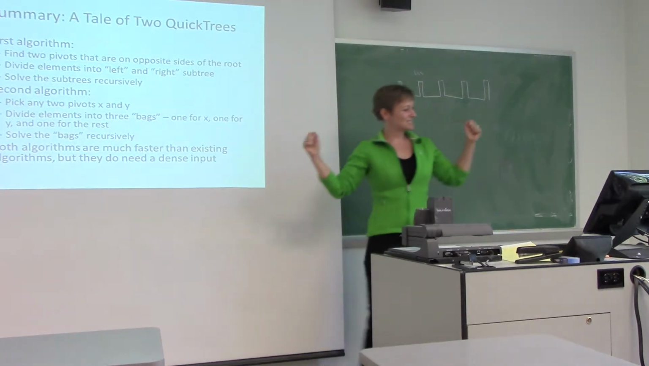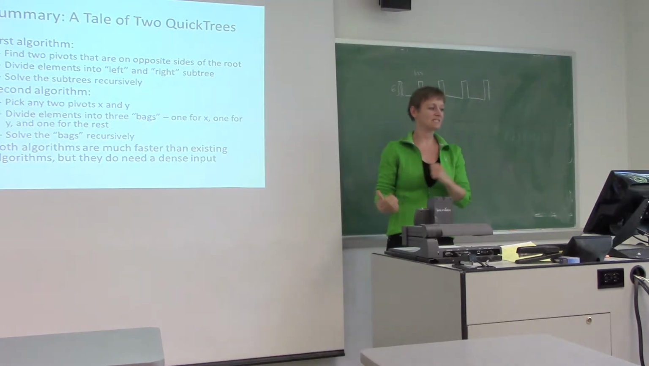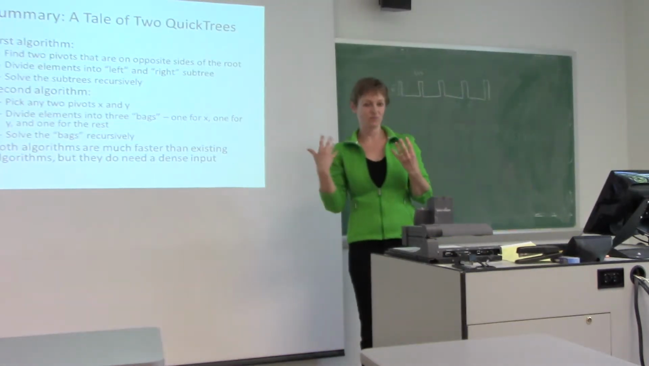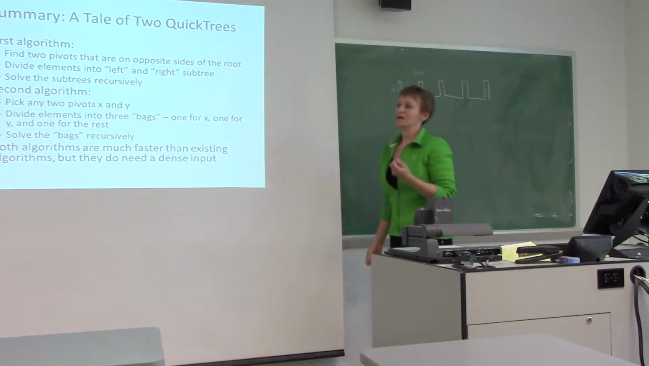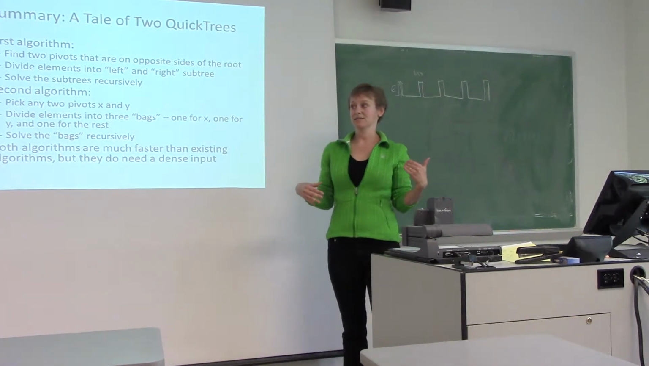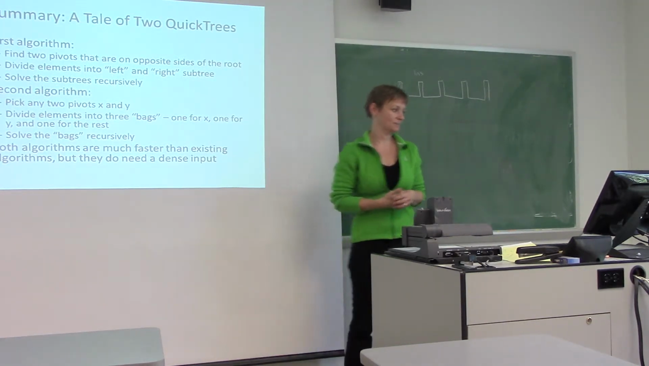We pick any two pivots x and y, we divide it into three bags, one for x, one for y, and one for the rest, and then we solve the bags recursively. So it's a bit more complicated, but it gives you a better running time if the tree is not balanced. If the tree is balanced, then both algorithms give you roughly the same running time.